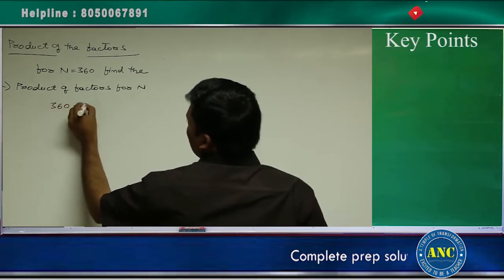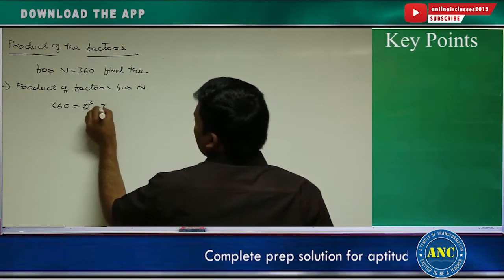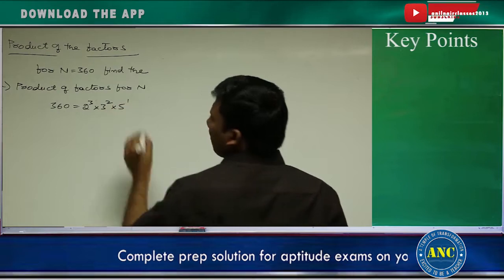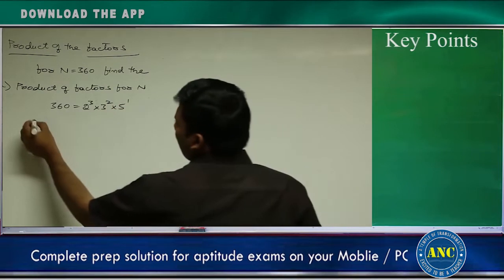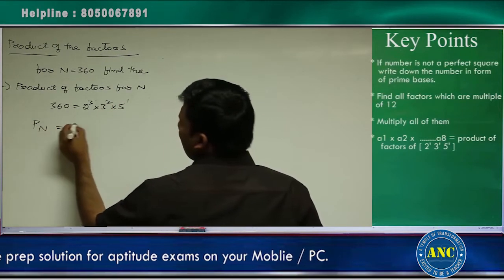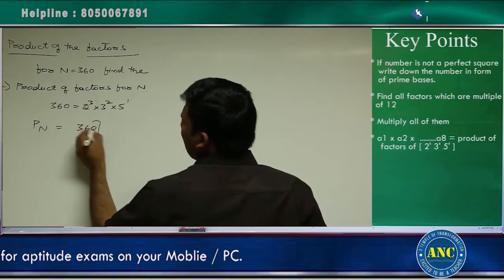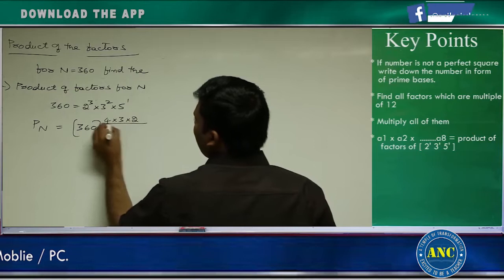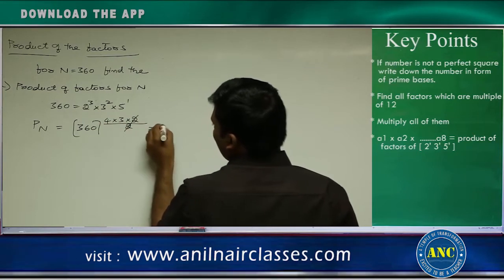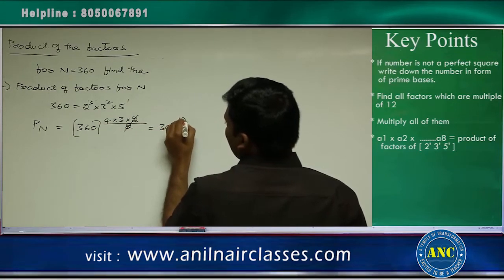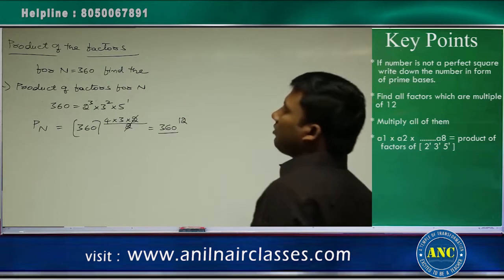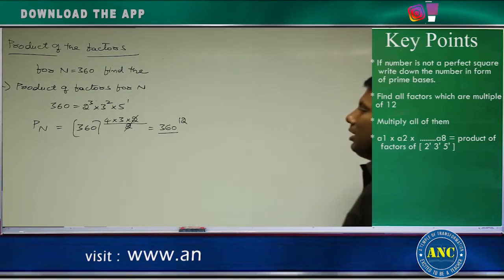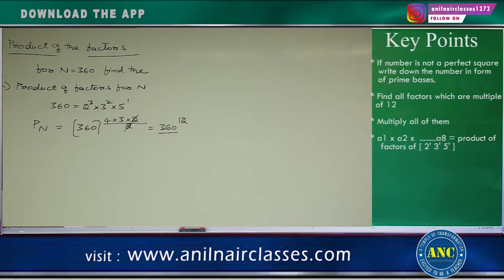360 is 2 cube into 3 square into 5 power 1. So, product of factors will be given by number power number of factors by 2. Number of factors is 4 into 3 into 2, so the answer is 360 power 12.